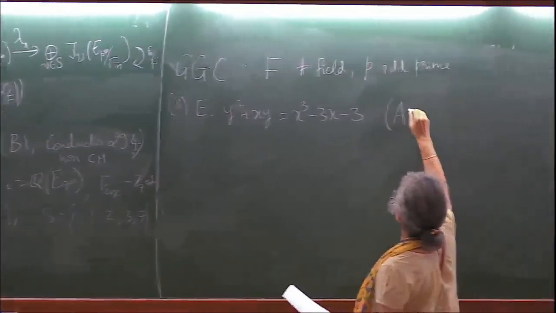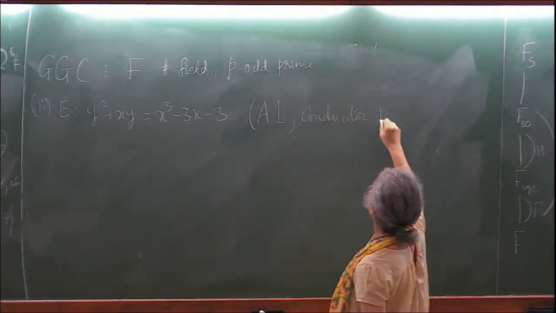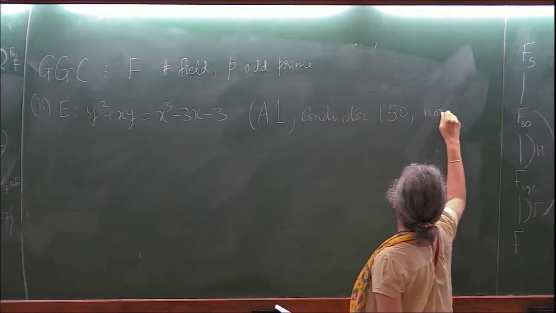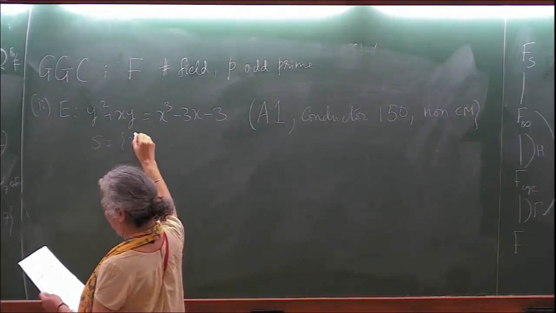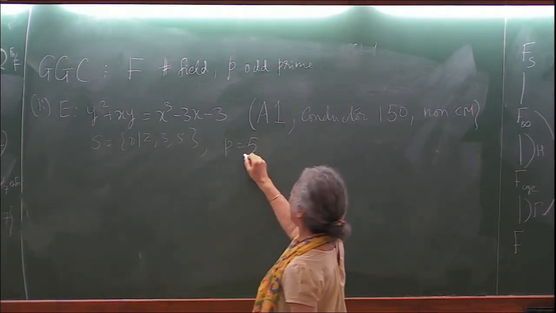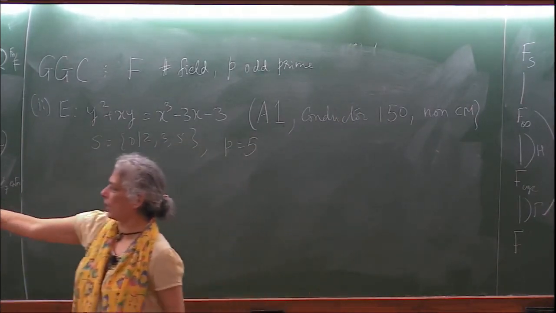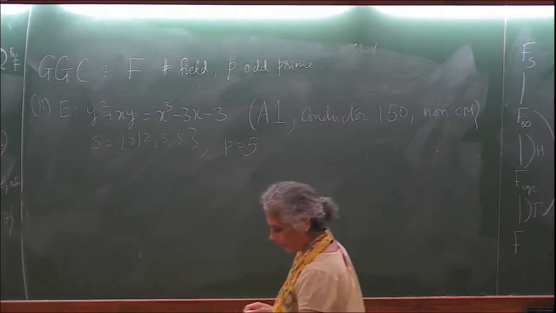This is the curve A1 in Cremona's tables, conductor 150, again non-CM, and the set S are those primes dividing the conductor, so S is {2, 3, 5}, and I pick p equals 5, and I take the same notation, so E5 infinity and the cyclotomic Z_p extension, and E5 infinity.